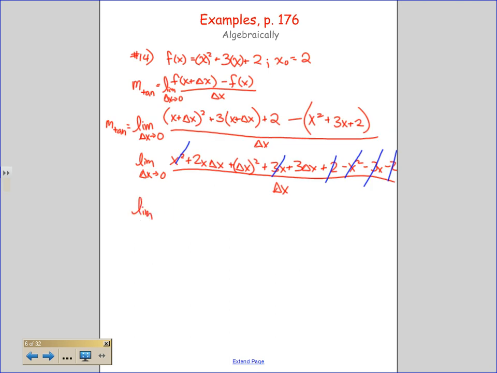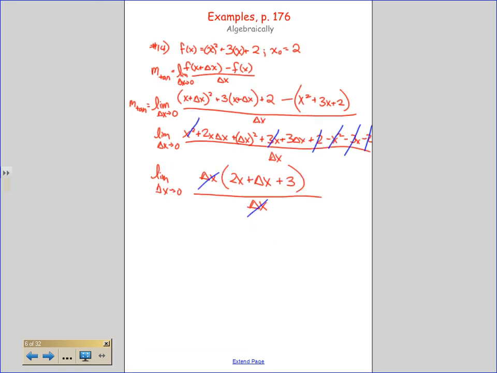I'm almost there. If I look up top, I see every single one of them shares a delta x, which is good because finally I can get rid of my removable discontinuity. I now plug it in, and I get 2x plus 3. A is done because I have my general formula for the slopes of the tangent lines to that curve.